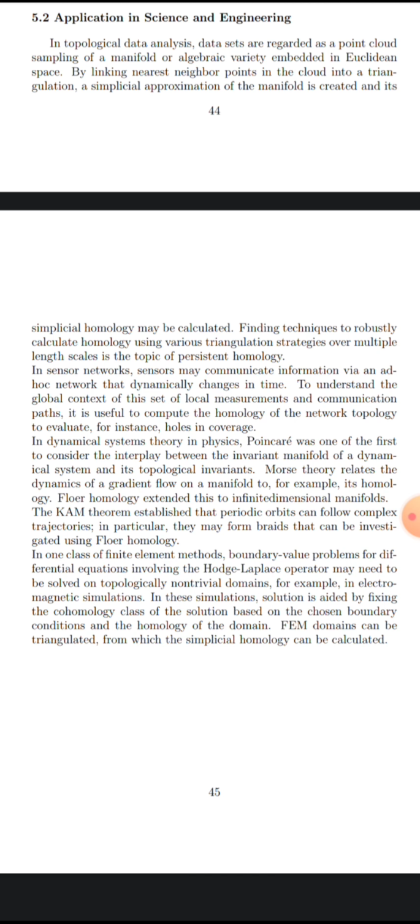FEM domains can be triangulated, from which the simplicial homology can be calculated.